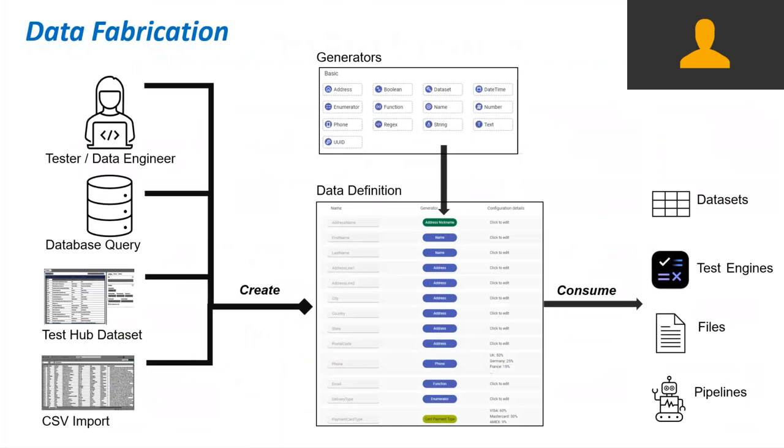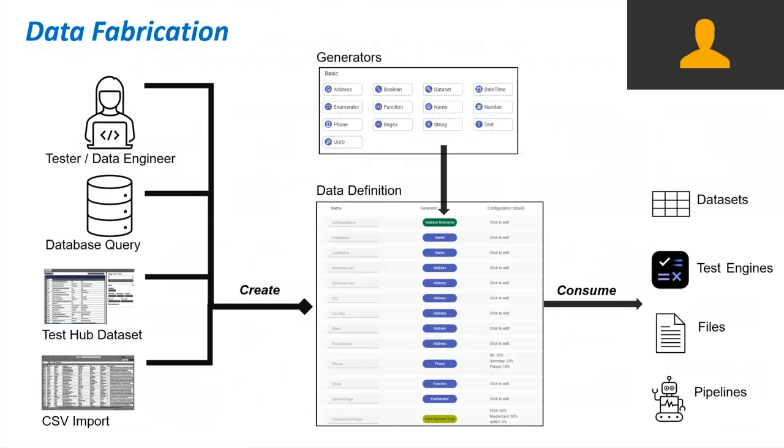And in the center of the screen, you'll see this key component here, a data definition. A data definition is essentially something that describes a schema or a structure or a subset of data that is important to you as a tester or otherwise in your environment.